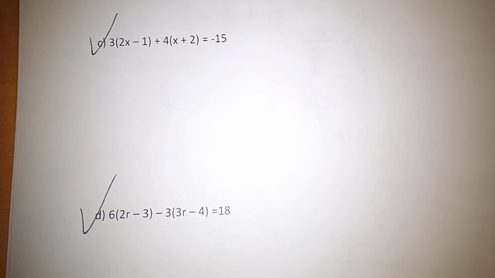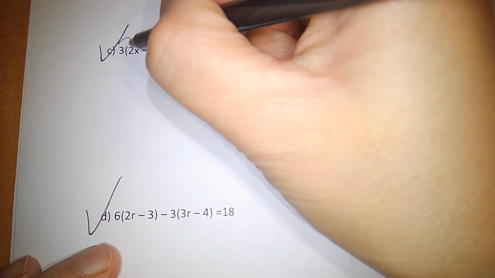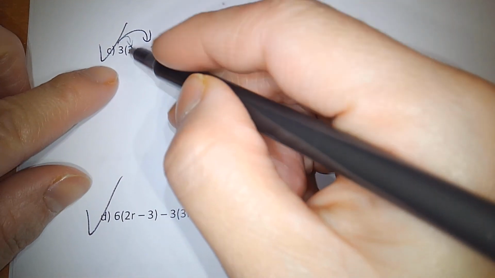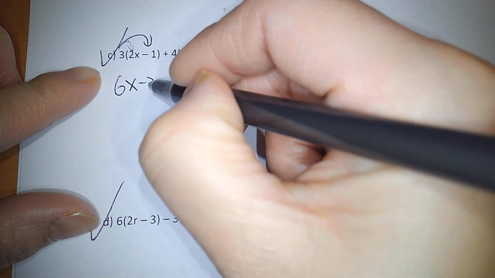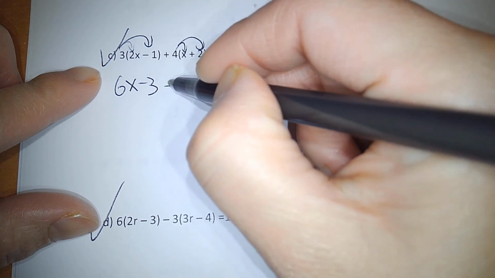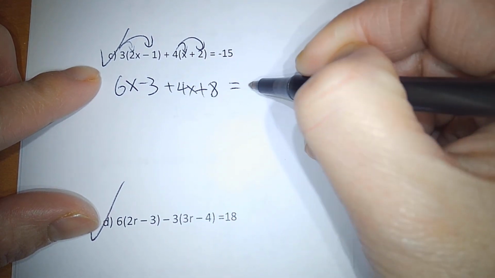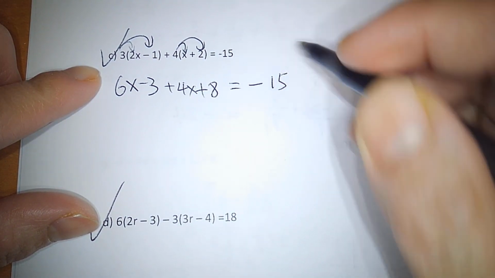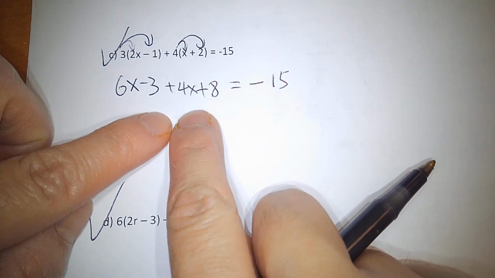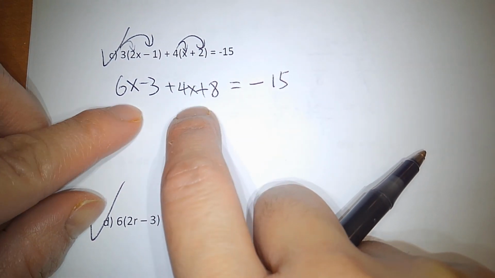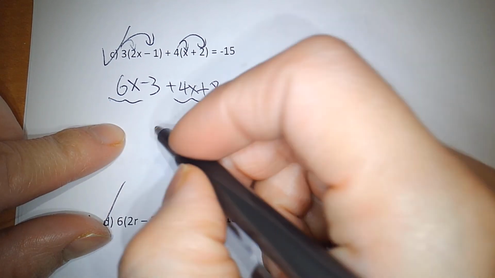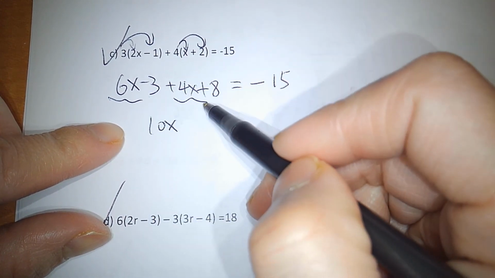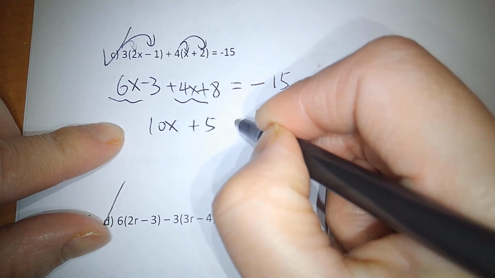Clear out the parentheses, we should do what? Distribution, right? So 3 times 2x, what? 6x. 3 times -1, what is that? -3. Then 4x plus 8 equals -15. Careful, okay? And then what do we do here? Any like terms? 6x, 4x give us what? 10x. -3 plus 8 is what? 5.